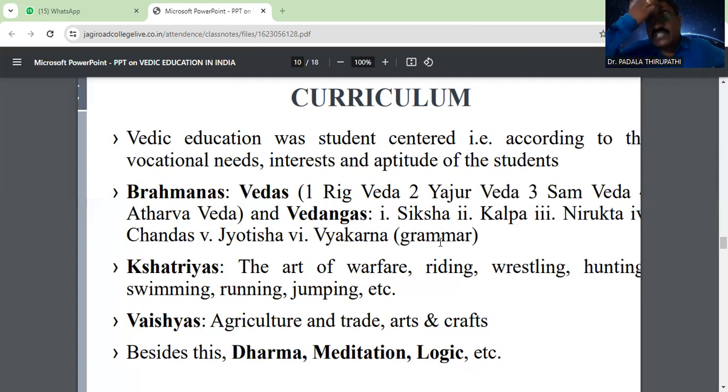Why are running, jumping and hunting useful for the Kshatriyas? Because they must be very familiar with the skills of warfare. So that's why, as part of warfare, swimming, running and riding are also most important.